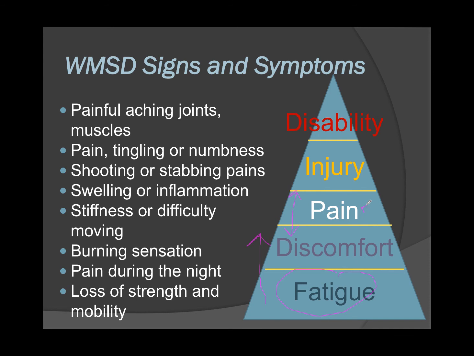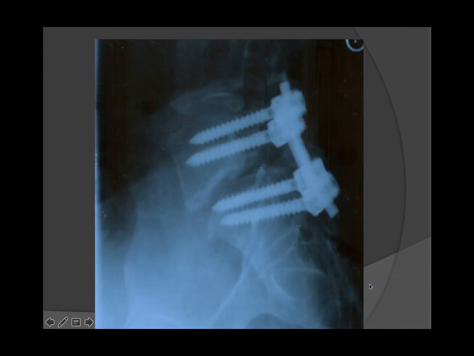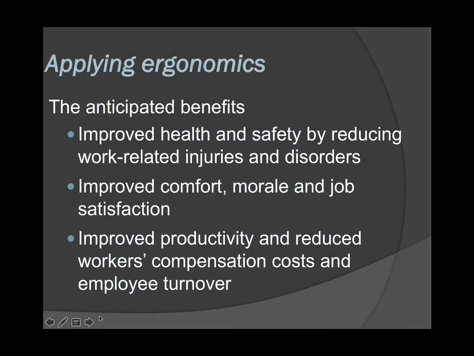So first fatigue, discomfort, pain, and finally it leads to injury, and repeated exposure to the physical workplace risk factors can lead to disability. So in ergonomics, we try to get people here. They might feel a little bit of fatigue, but if we can stop them from feeling that discomfort or pain, we prevent them from moving through the triangle to the point of injury. And this is my husband who had his L5-S1 fused, and we never want to go to this point. And you can really see the gap there between his L5 and his S1.